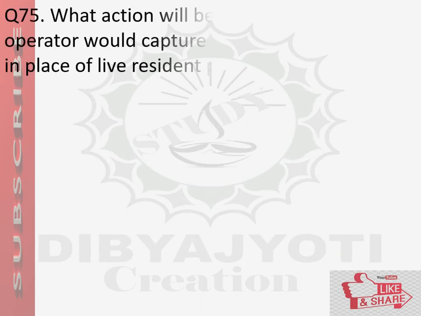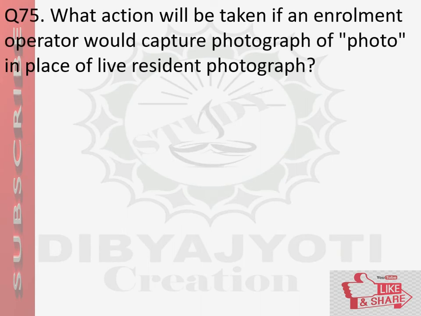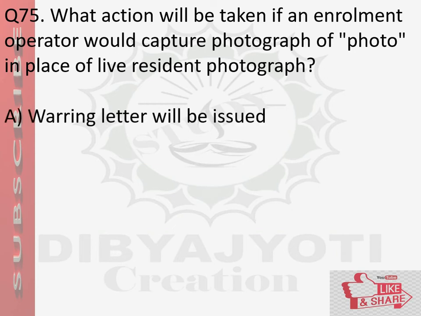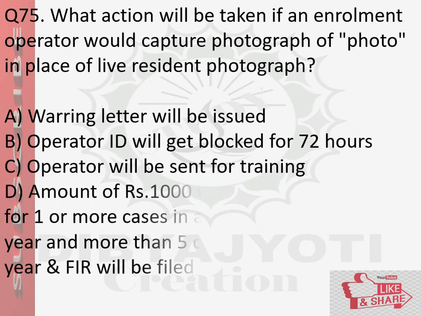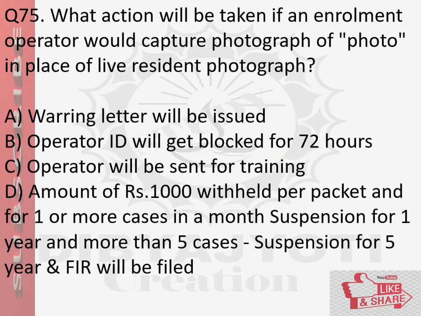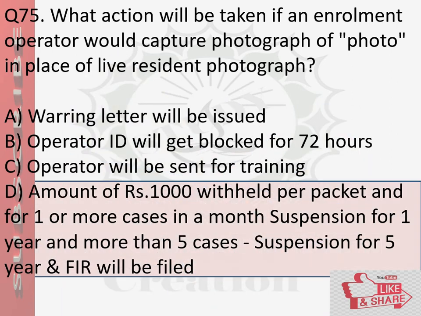Then next, what action will be taken if an enrollment operator captures a photo of a photo in place of the live resident photograph? Options are the same, and the answer is option D, the same: amount of 1000 withheld per packet, and for one or more cases in a month, suspension for 1 year, and more than 5 cases, suspension for 5 years, and FIR will be filed.